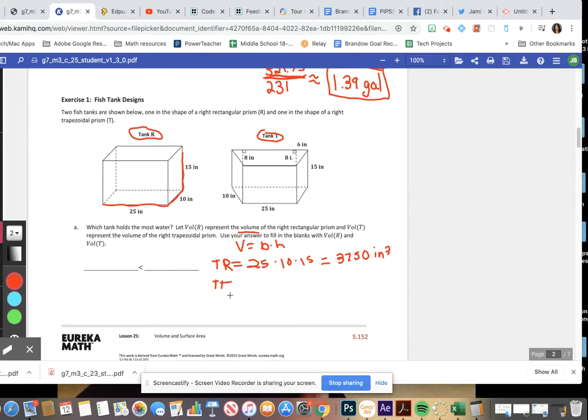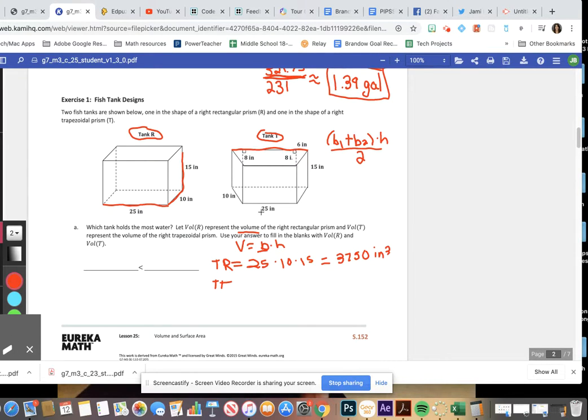Okay, so I know that tank T, again, we said has a trapezoid. So our formula for the area, because we have to do area of the base, which is the trapezoid shape, would be base 1, if you remember that area formula, or use your card, base 1 plus base 2 times the height divided by 2, or you can times by 1/2.